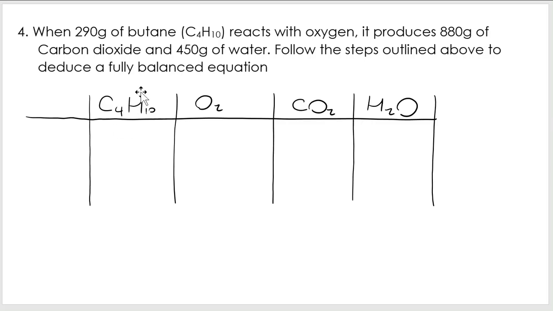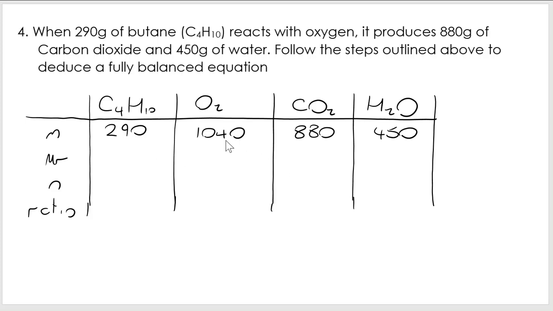And on here I've got my butane, my oxygen, my carbon dioxide and my water. I can put my different rows in to work through. These are the masses that I was given, so I need to work out the mass of oxygen. Law of conservation of mass brings me to 1040. My mass of reactants now equals my mass of products.